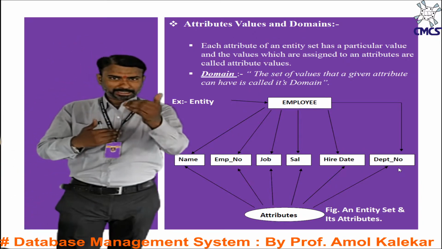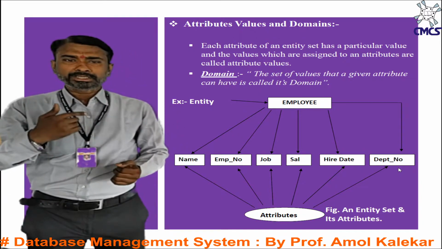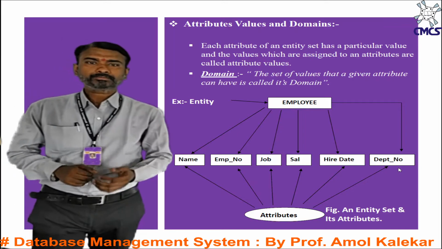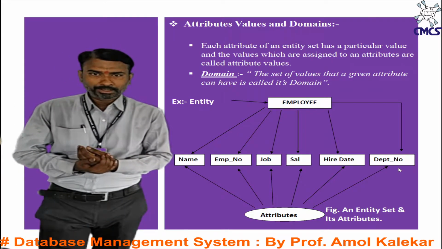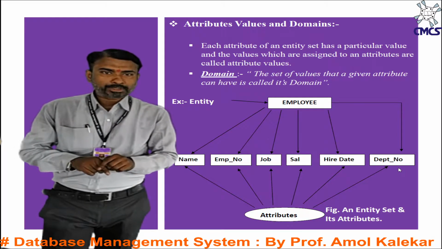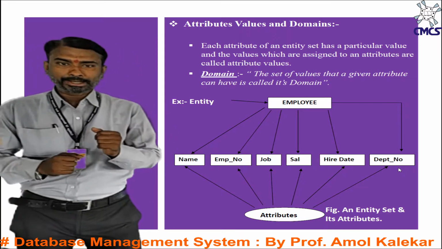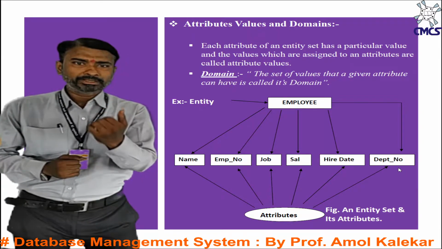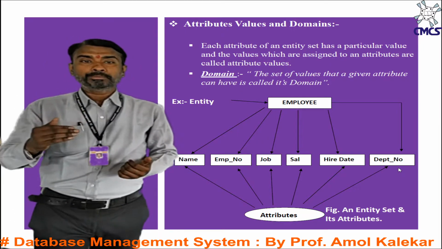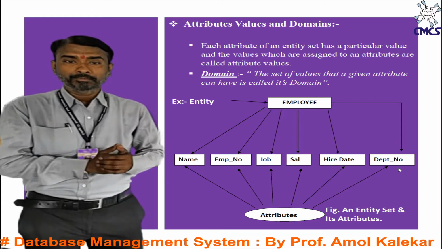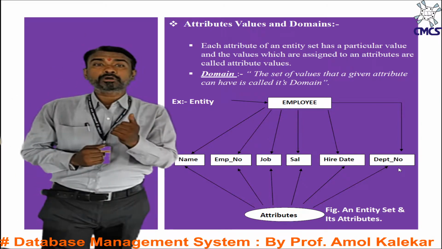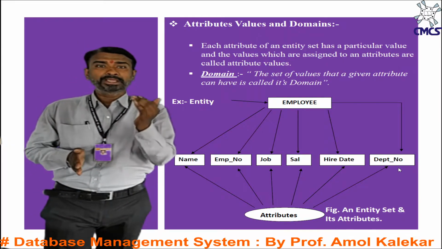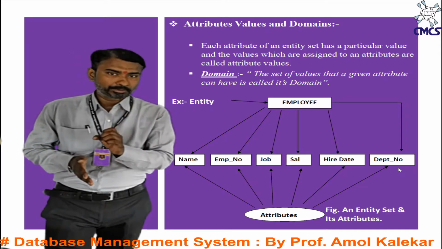Okay, now we will elaborate the entity along with its attributes in the pictorial format in the figure given here. Now I have the entity employee. You can see in the rectangular box, I have mentioned the entity employee. Now you can see the variety of attributes in the middle line, that is the name, employee number, job, salary, hire date, department number. Now these are said to be the attributes of the entity employee. So this is the simple representation of the entity along with its attributes.